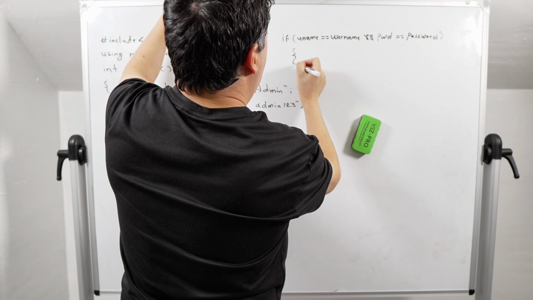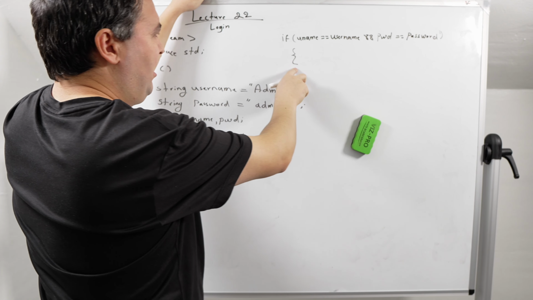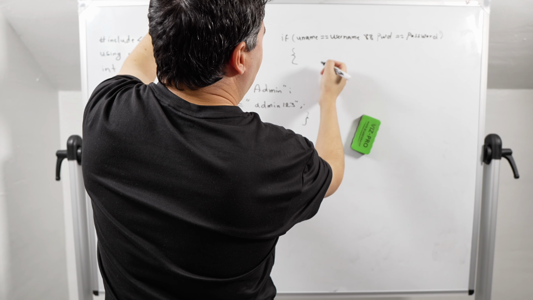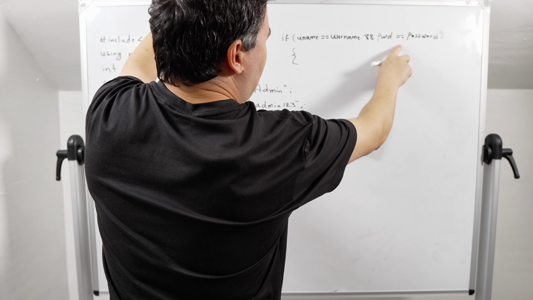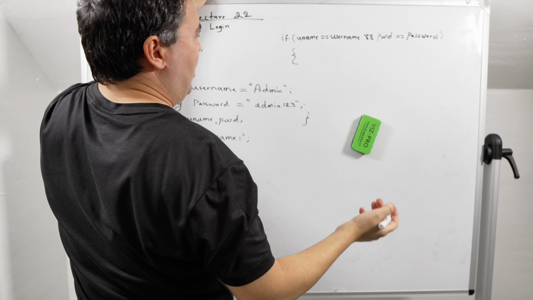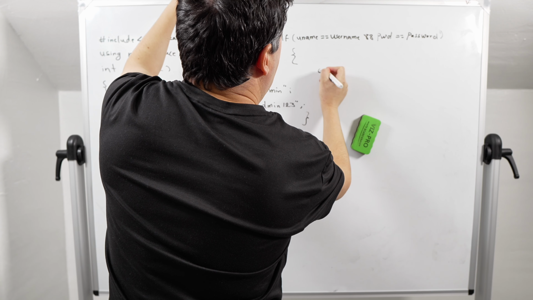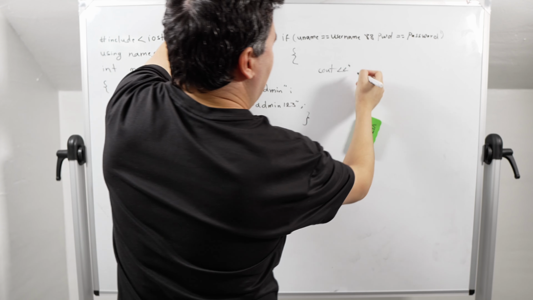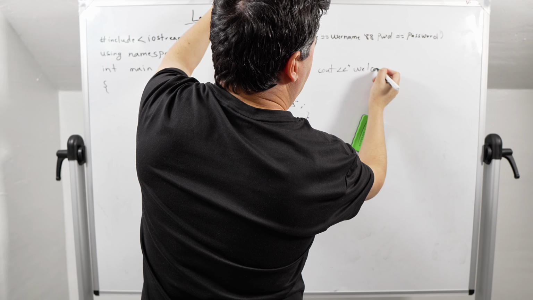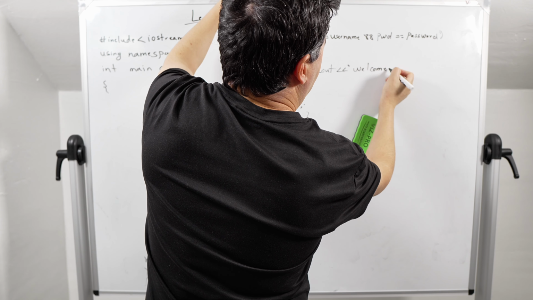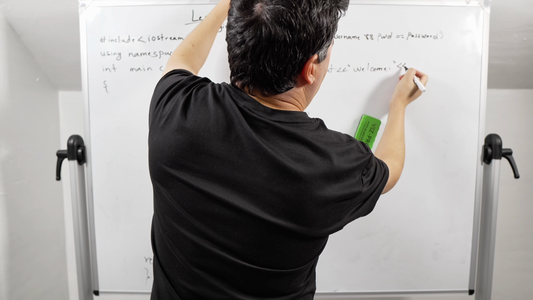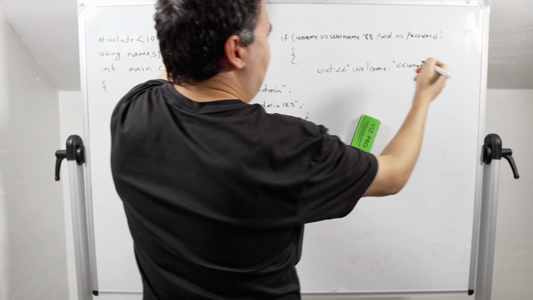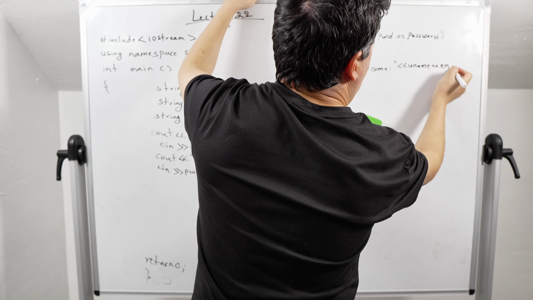Then we open the if block and close the if block here. If the condition is true, if the user enters the correct username and password, we say cout welcome, in quotation marks, then uname, so welcome admin, and then endl.